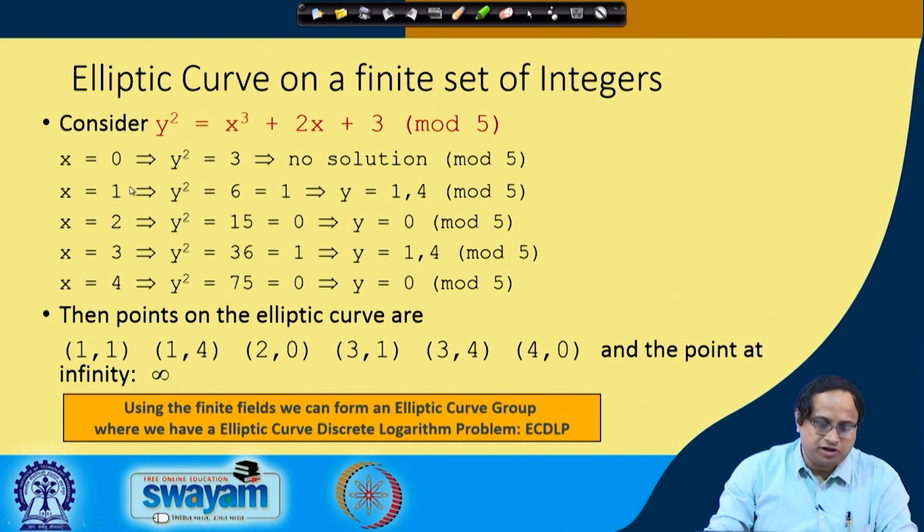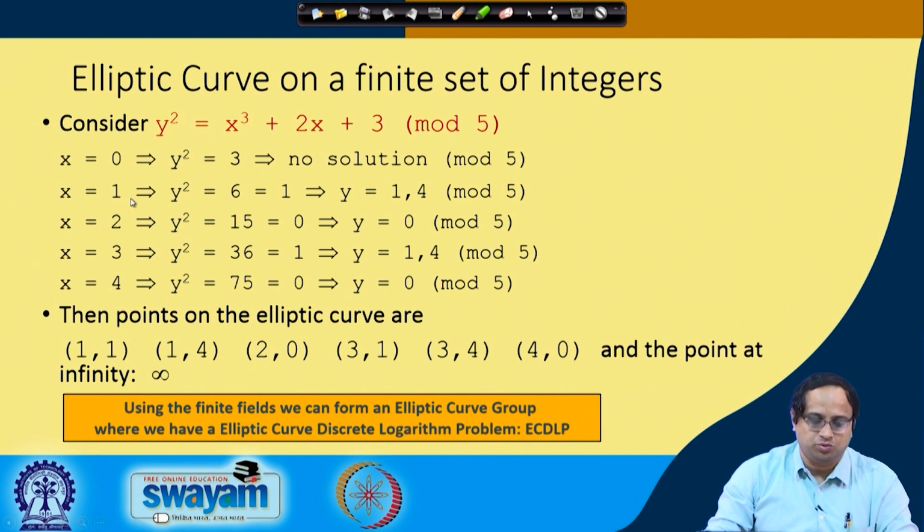Okay. So therefore, let me start with x equal to 0. You see that if I plug in x equal to 0, I get y squared equal to 3, and it turns out that with modulo 5 there are no solutions of y, that means there are no solutions of y which belongs to 0, 1, 2, 3 and 4, which if I square I get 3. Okay. That is because 3 is a non-quadratic residue. Okay. So it is not a quadratic residue in this field. So I don't get any solution with x equal to 0.